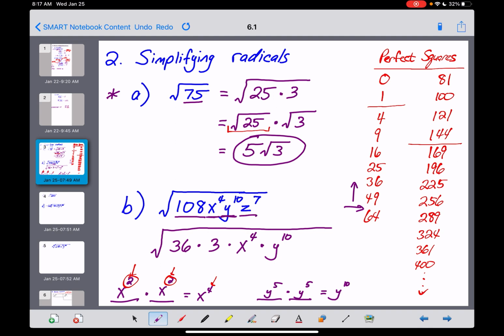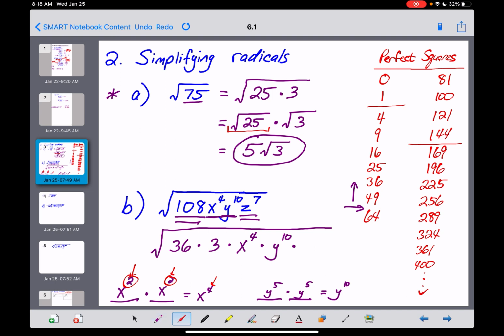But now here we go, z to the 7th. Is there anything multiplied by itself that's going to get you z to the 7th? Well, the only thing that would work would be z to the 3.5 power in each spot, but we're not really interested in decimal exponents right now. So the answer to my question here, guys, is no, z to the 7th is not a perfect square. Neither was the 108. And look at what we did with it. We found a perfect square that divides evenly into 108, and then we broke it up into 36 times 3. We're going to do the same thing now with z to the 7th.